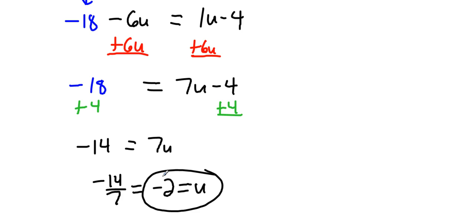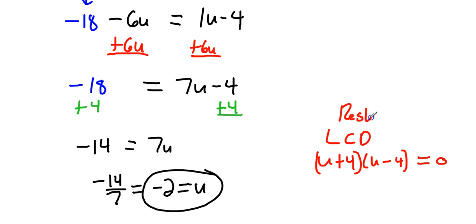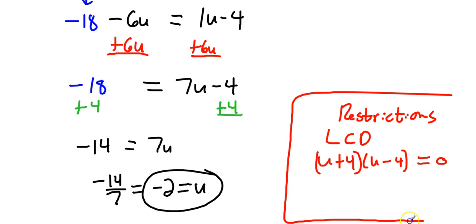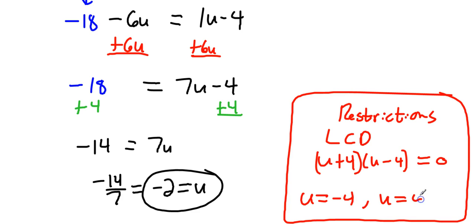Now, here's the good thing when you check it. If you think about the least common denominator, whatever we used for the least common denominator, which was u plus 4 and u minus 4, that's really your restrictions. If that answer comes out equal to 0, so when you go back to start checking this one, that's your restrictions that you can't have. If you check this one, that means that u cannot be negative 4 and u cannot be positive 4. Any other answer, we're good. So with this answer being negative 2, if we check it, it's fine.